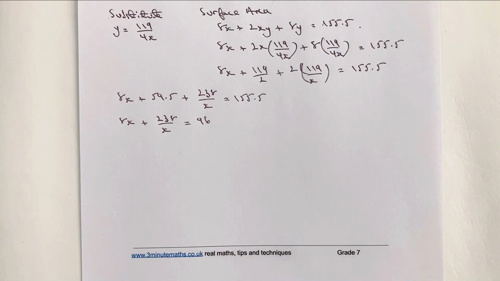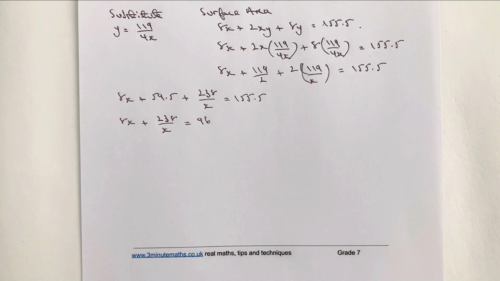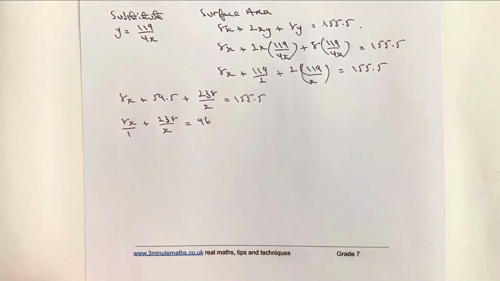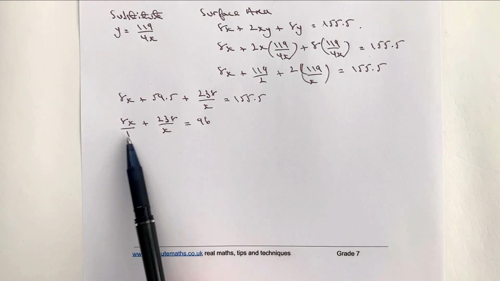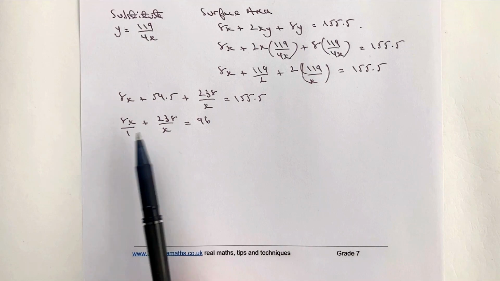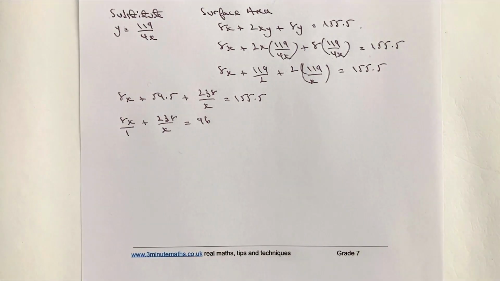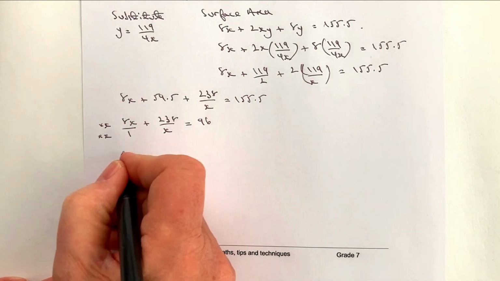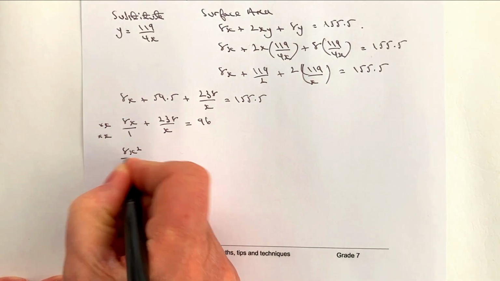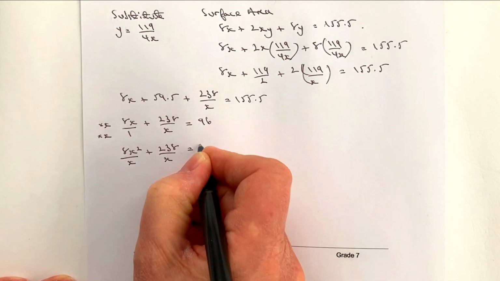Okay, so the other thing is that now I've got basically these two fractions. The only way I'm going to add those two fractions together is if they've got the same denominator. Currently, one has a denominator of 1, because I can write 8x over 1, and the other has a denominator of x. So I've got to multiply this fraction by x. If I multiply top and bottom by x, what I end up with is 8x squared over x plus 238 over x, and that equals 96.